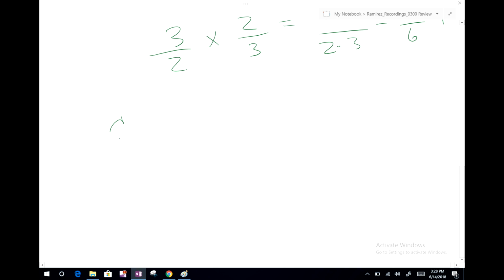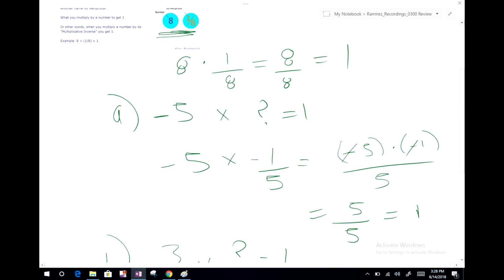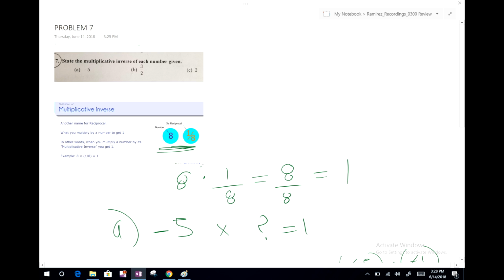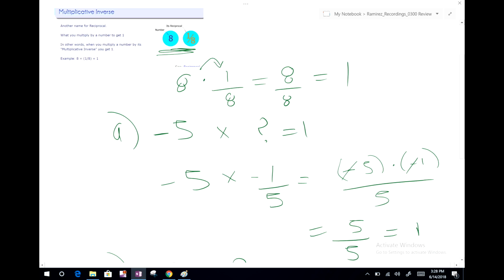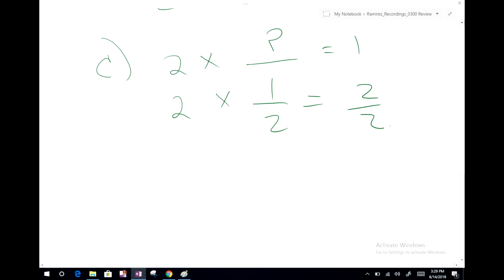And finally we have C. So 2 times what number is going to give us 1? Well, we can't really multiply 2 times 5, 2 times 1. Wait a minute, so we're going to have to, if you remember up top, what did we do for 8? Well, 8, we multiply it by its reciprocal. So here, 2 times 1 over 2. That's going to give us 2 over 2, and 1.